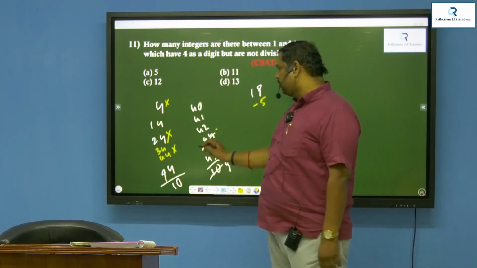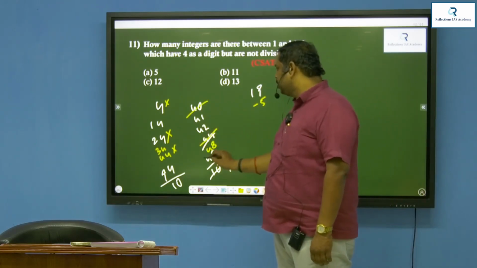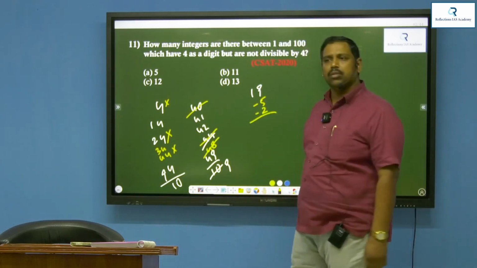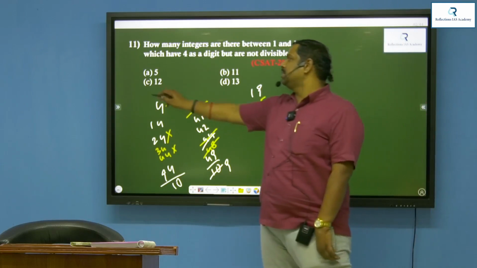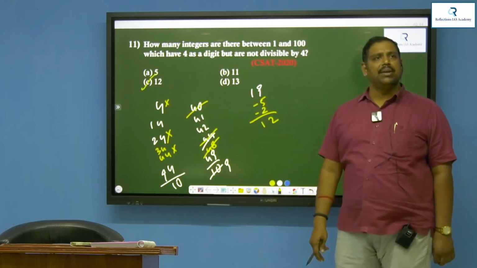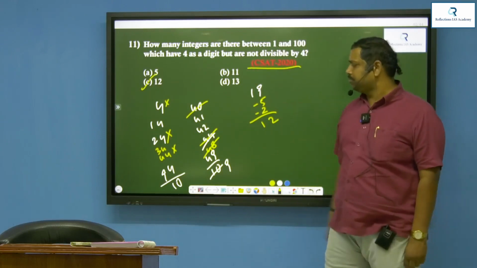In the tens place already 44 I left. 40 is divisible. 48 is divisible. Those two I have to leave. 19 minus 7. How many are there? 12. So what's the answer? C. Am I clear to all? This is CSAT 2020 question.